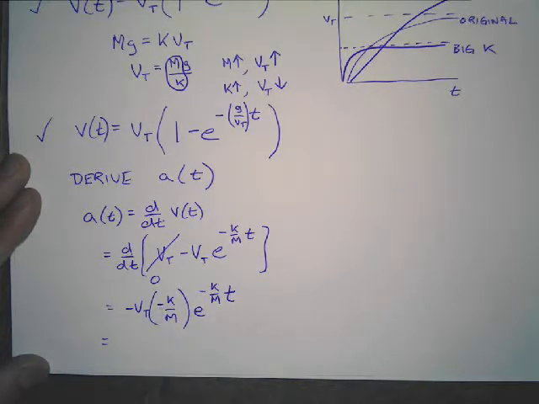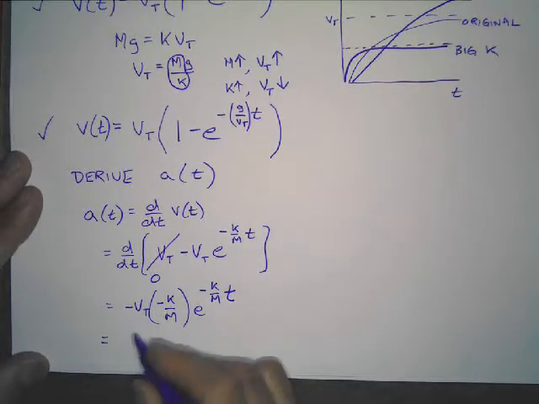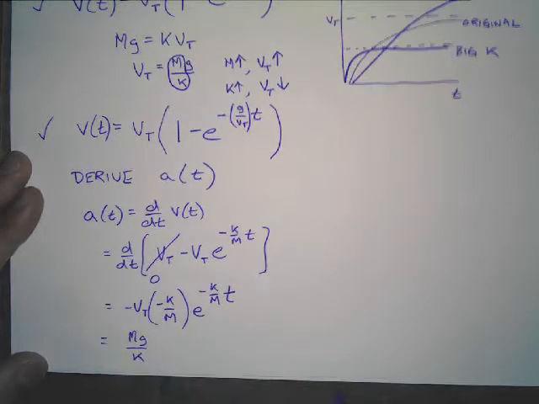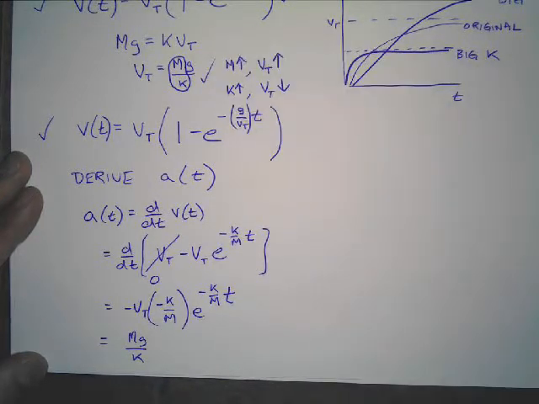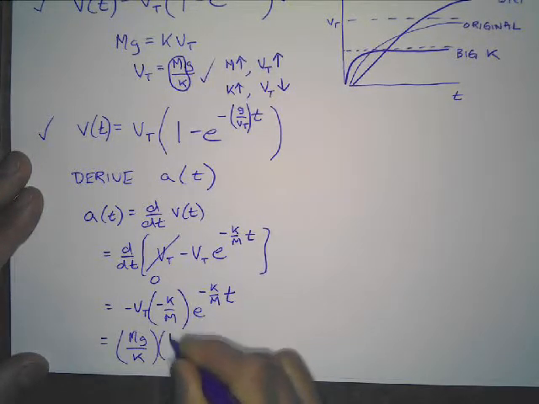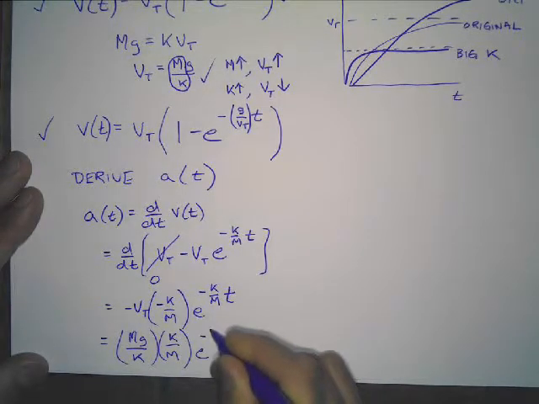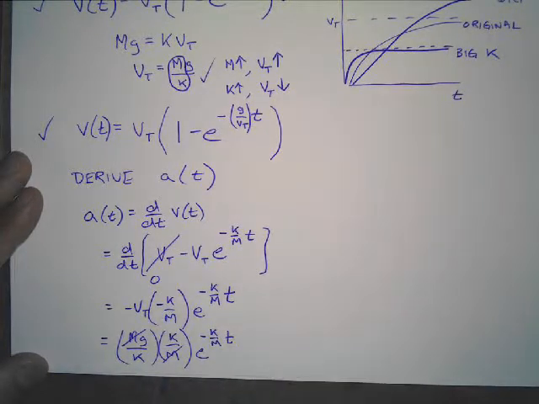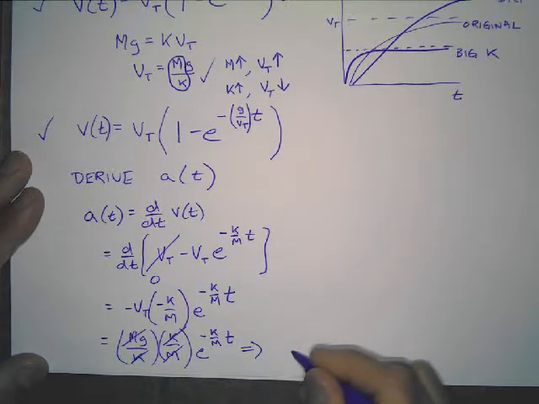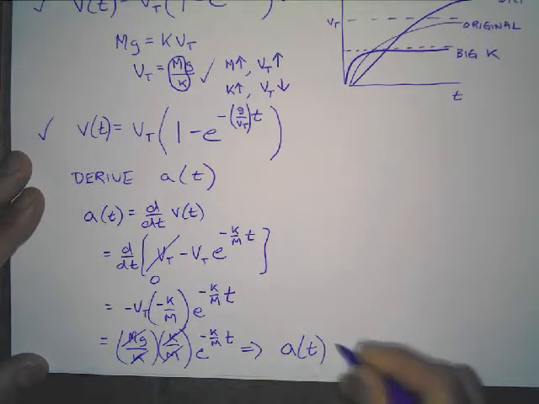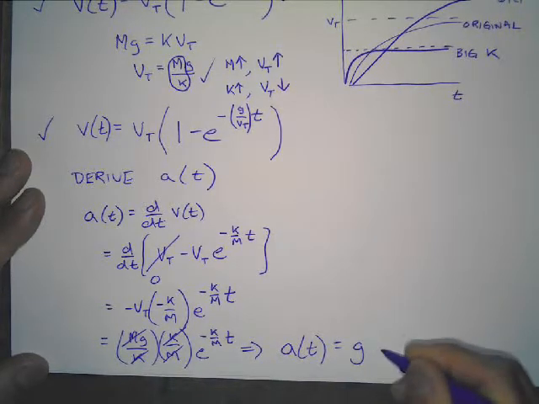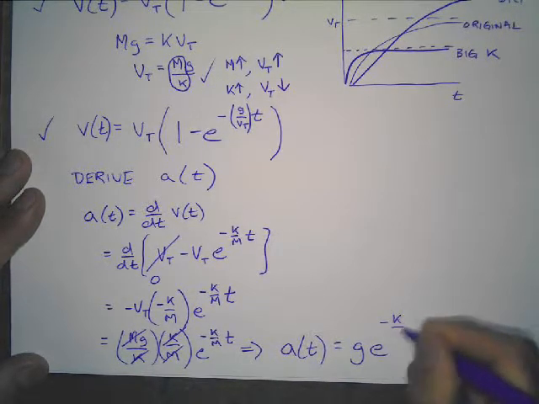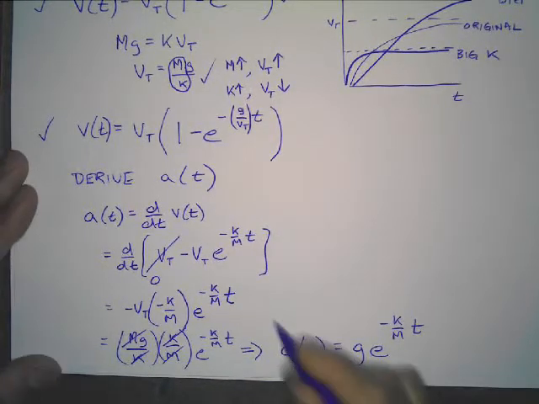These negatives are going to cancel out. And again, for my terminal velocity, I am going to substitute in mg over k, coming back up here to this relationship. Because I can see then that some stuff cancels out. Ooh, that's nice. A lot of stuff cancels out. And my final answer is that the acceleration as a function of time is equal to g times a negative exponential.